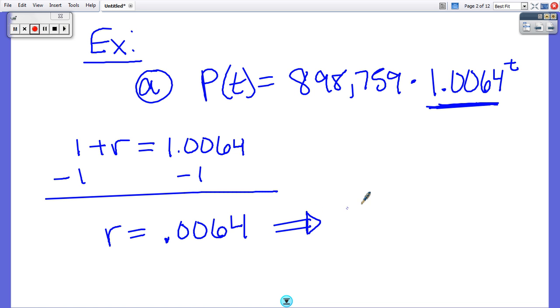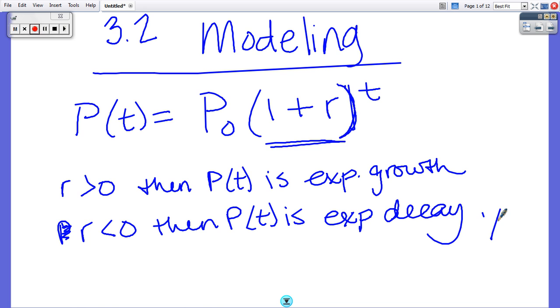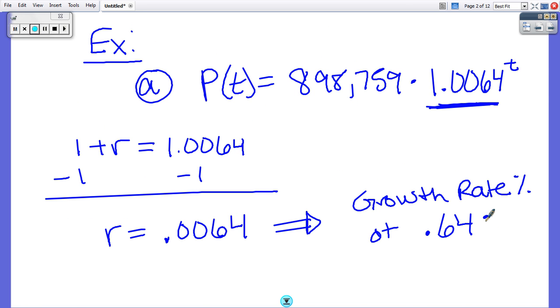Change that to a percentage. You have a growth rate percentage of 0.64%. Pretty easy, right? All right, let's try the next example.